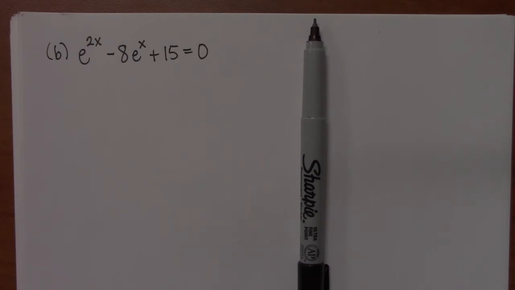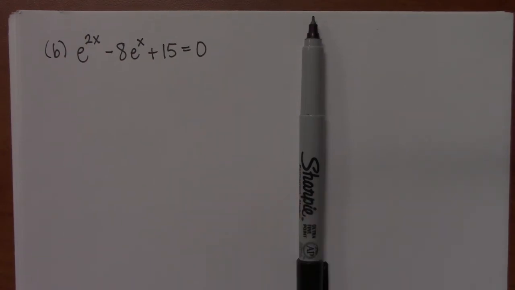So once again, you need to think of e to the 2x as e to the x squared. So this is actually just a quadratic. It's e to the x squared minus 8 e to the x plus 15. So this thing will factor like any other quadratic. So e to the 2x will only factor into e to the x and e to the x, right? But we need to figure out what components of 15 will make up 8, and so that's 3 and 5, right? 3 times 5 is 15, 3 plus 5 is 8. So I can factor this.